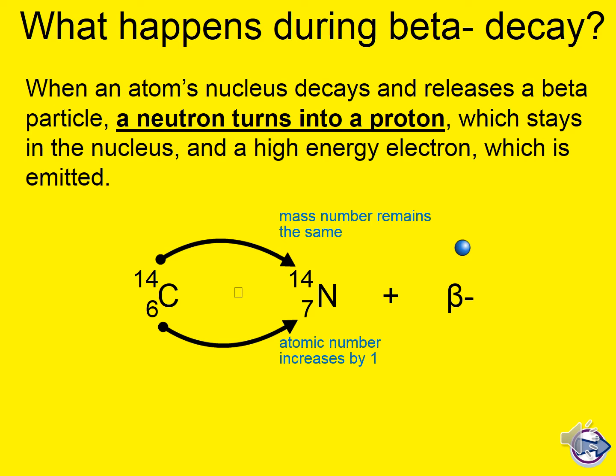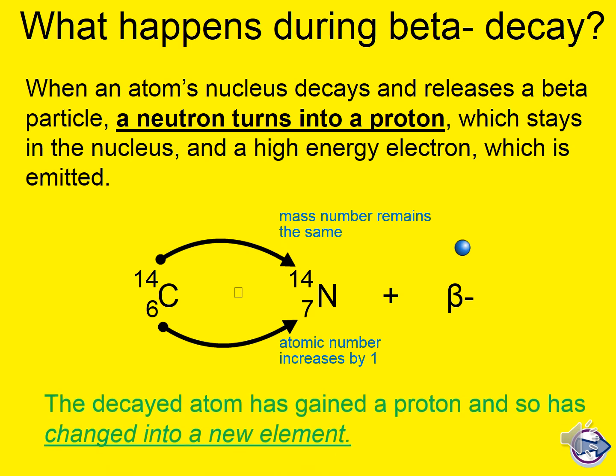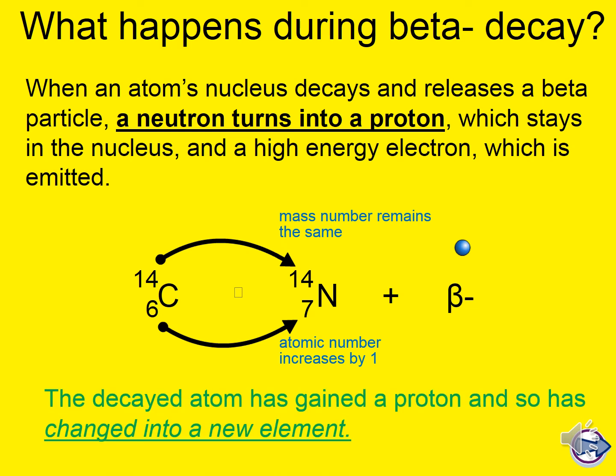So yeah, a bit radical this, but beta minus decay, a neutron turns to a proton, so the atomic number increases and we get a new element formed, okay, because it's got a new atomic number, but the mass number stays the same because neutrons and protons have the same mass.